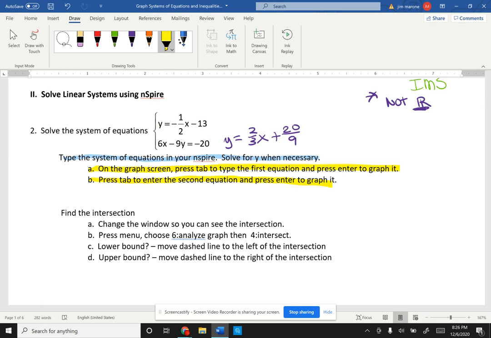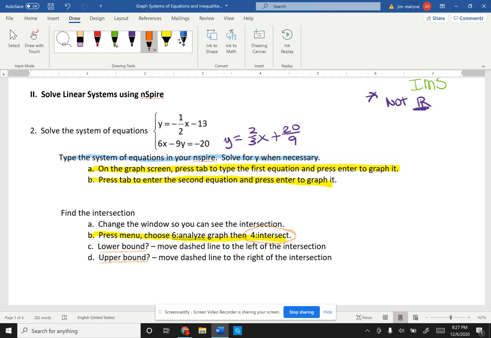If you can't see the window or see the intersection, you have to change the window, which we can always go over. But for our class, I'm just going to have them pop in the window to make it easier. Then you choose menu, 6, analyze graph just like the zeros, and 4, intersect. So the difference between this and what you did with the zeros is you're going to choose 4, intersect. But just like the zeros, the lower bound and the upper bound is going to be asked of you.